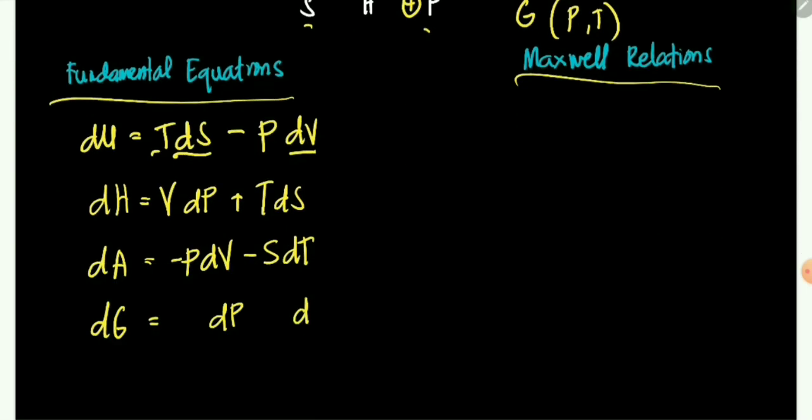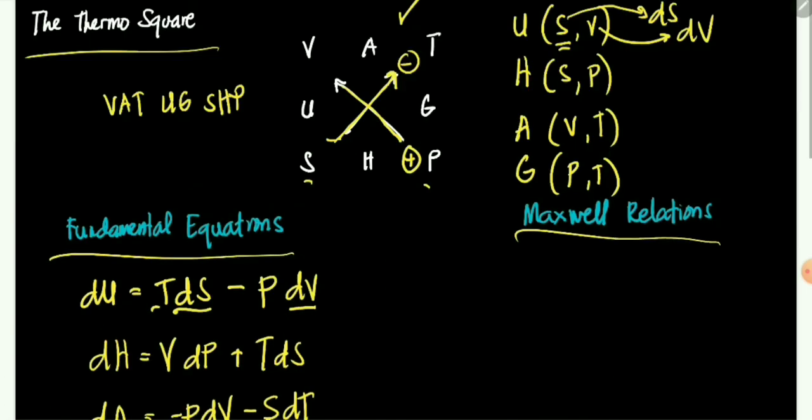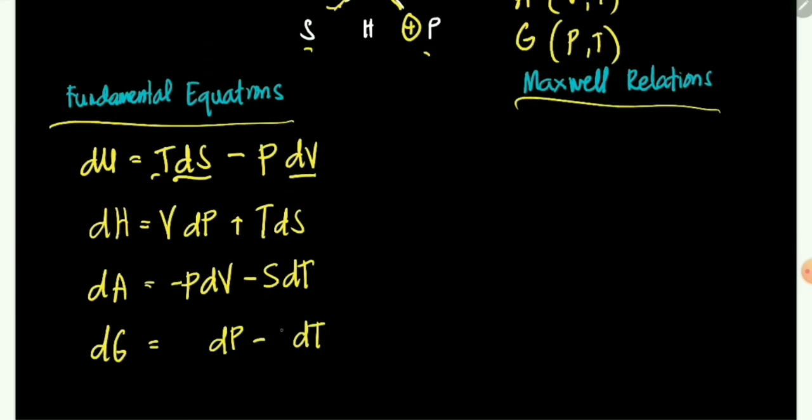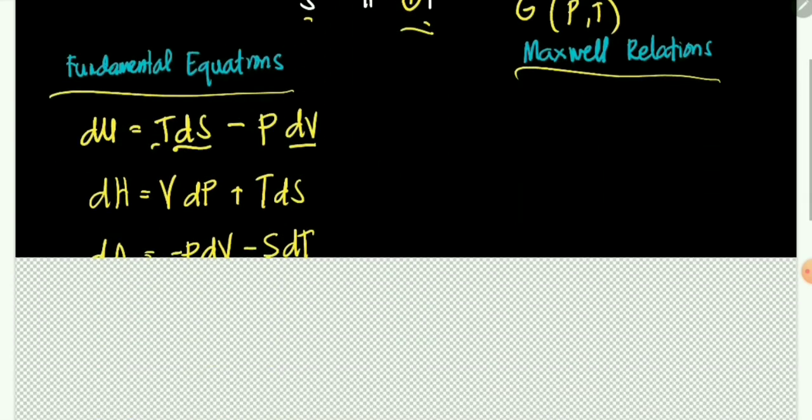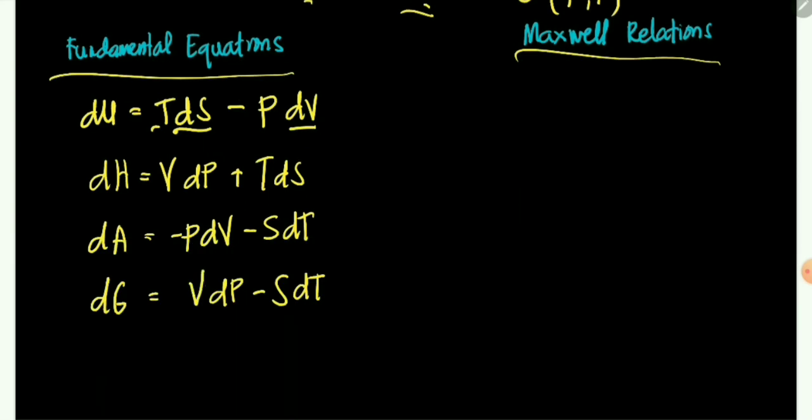Okay? Since palapit sa T, yung arrow nyo ay dapat ito ay negative. Okay? So, that's S dT kasi ito yung nasa kabilang end. Since palayo naman sa P, that's V dP. Okay? So, that is the fundamental equation for G. So, meron na tayo ng 4 na fundamental equations.